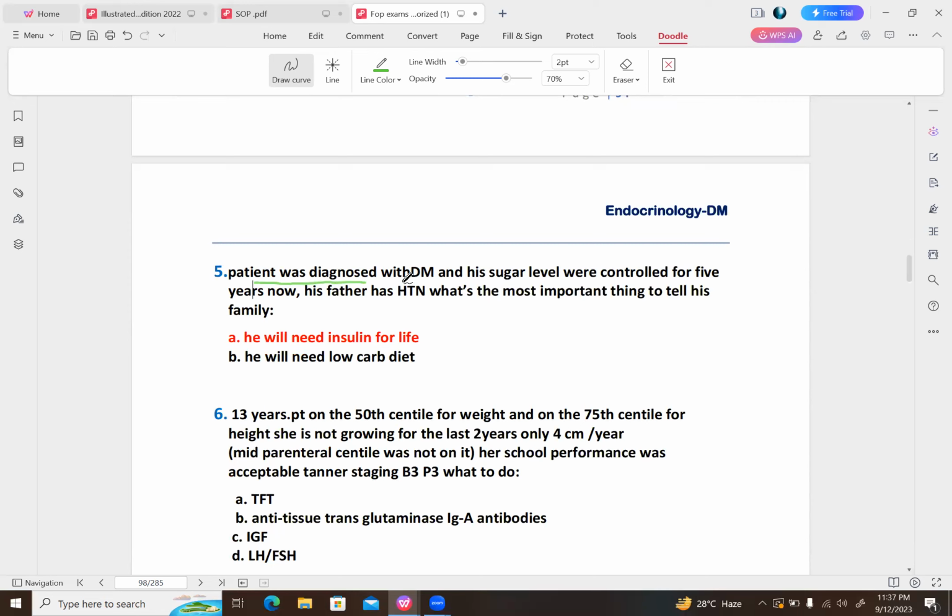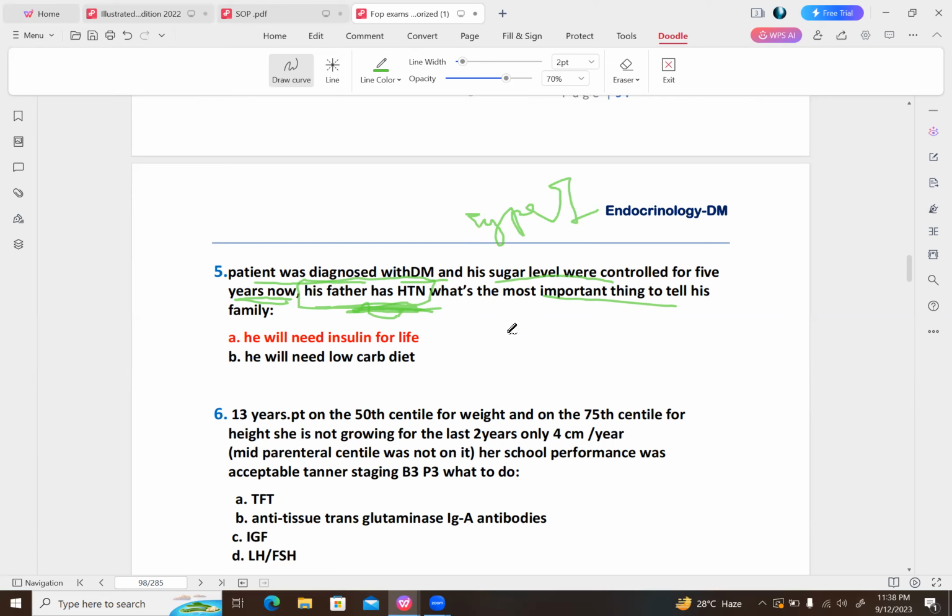Patient was diagnosed with diabetes mellitus and his sugar levels were controlled for 5 years now. Father has hypertension. What is the most important? Okay, if the father is hypertensive, mostly hypertensive people have an association of diabetes as well. So it seems he has this family history, and he has type 1 diabetes mellitus, which runs in the family.